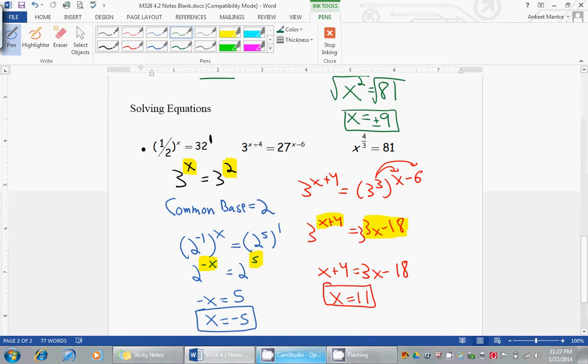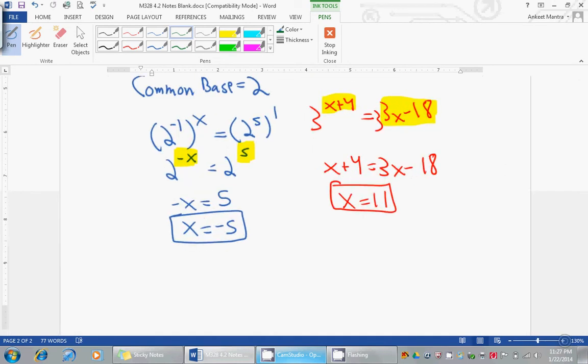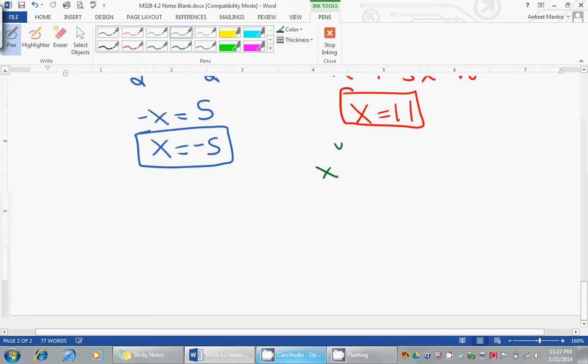X to the 4/3 equals 81. Your goal is to undo that exponent. I'm going to rewrite the problem down here at the bottom. Give us a little bit more room. X to the 4/3 equals 81. So what exponent would undo 4/3? How about 3/4? Because now on the left-hand side, I would multiply those two. 4/3 times 3/4 is going to be 12 over 12, which is 1, which is just x to the first, which is just x. And now on this side, I have 81 to the 3/4.